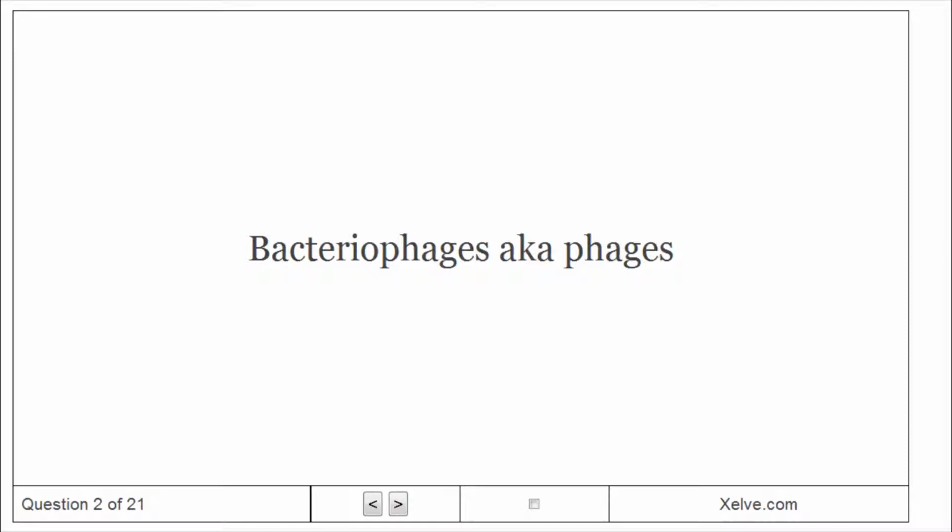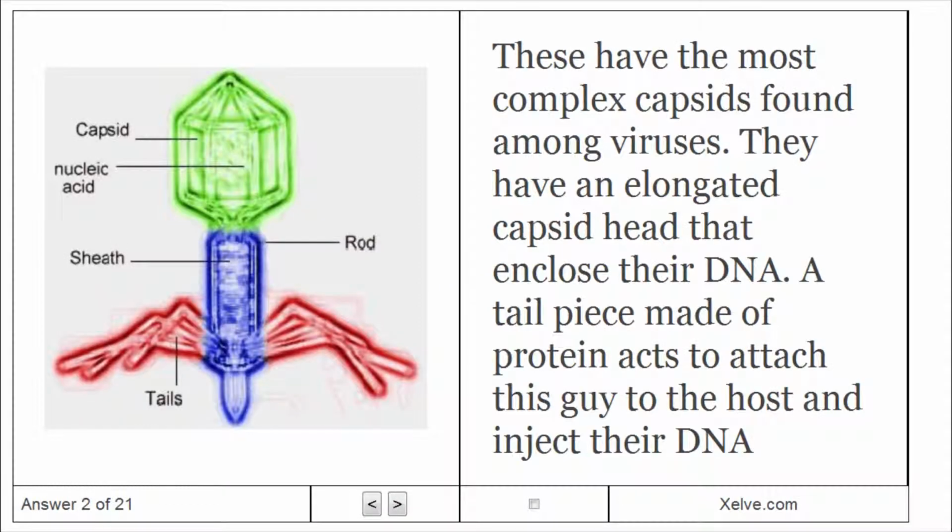Bacteriophages, aka phages. These have the most complex capsids found among viruses. They have an elongated capsid head that encloses their DNA. A tail piece made of protein acts to attach the phage to the host and inject its DNA.